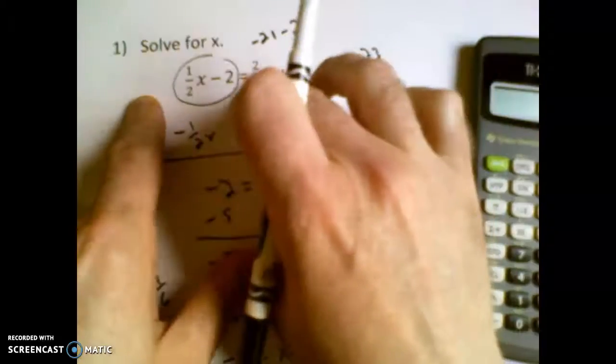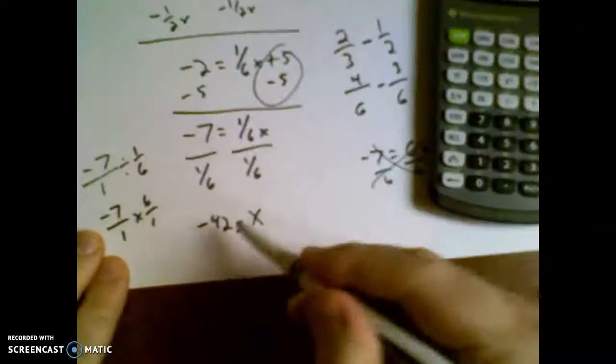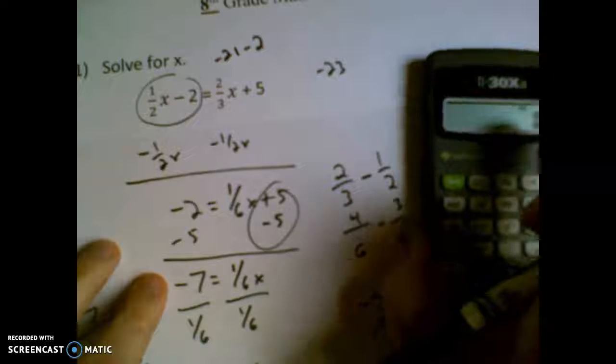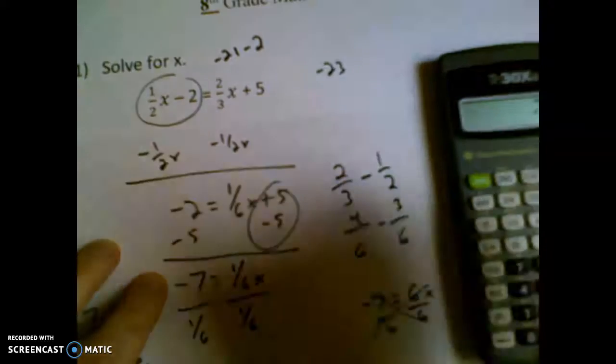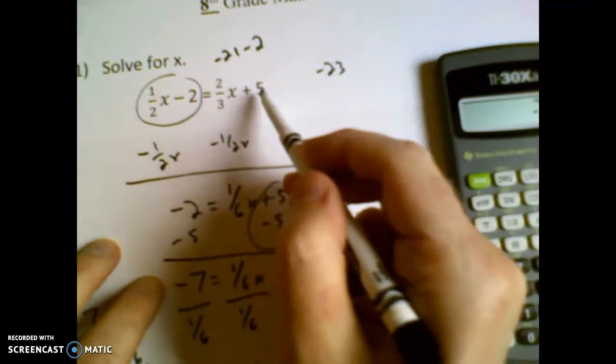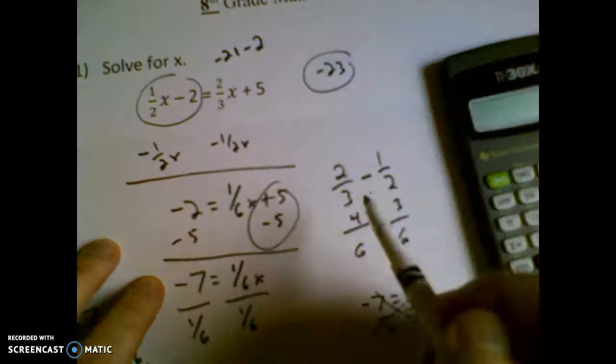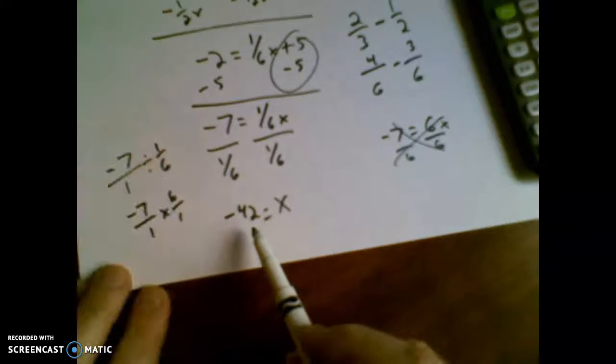So I'm taking 2/3 of -42, because that's what I think x is. So I go -42 times 2/3, and I get -28. And -28 plus 5 is also -23. So sure enough, that solved the equation.